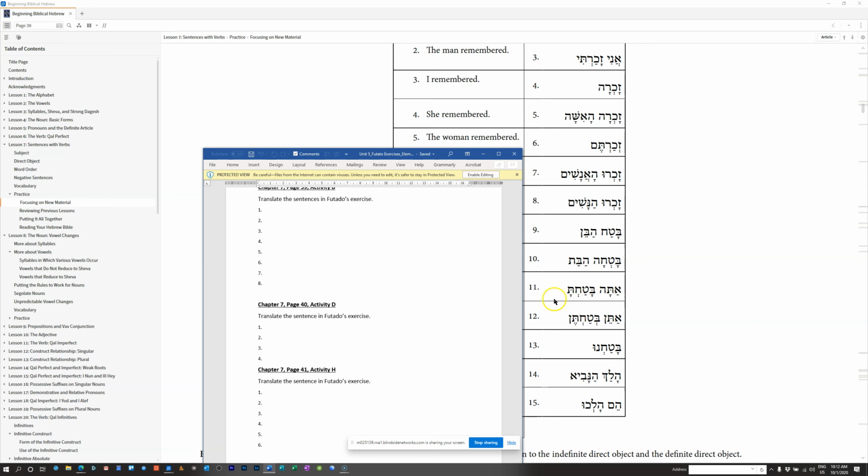Number 11, we've got Ata Batachta. Okay, so Ata is the you masculine singular pronoun. Batachta, the Tav Patach here, or Tav Kametz here, resembles the Tav Kametz in the pronoun. So this is the 2MS form of Batach. So you remembered.